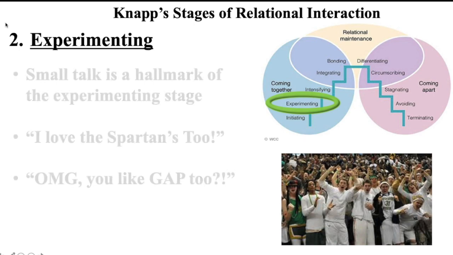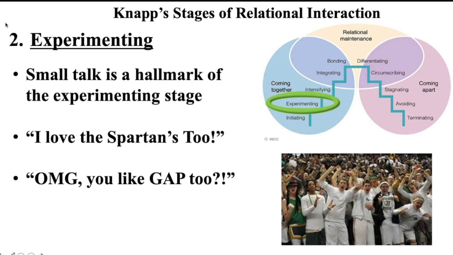Our second stage is experimenting. Small talk is the hallmark of this stage. As you're experimenting in the relationship, you may say, I love the Spartans too. Oh my goodness, you like Gap as well. This is where you look for some type of common ground.